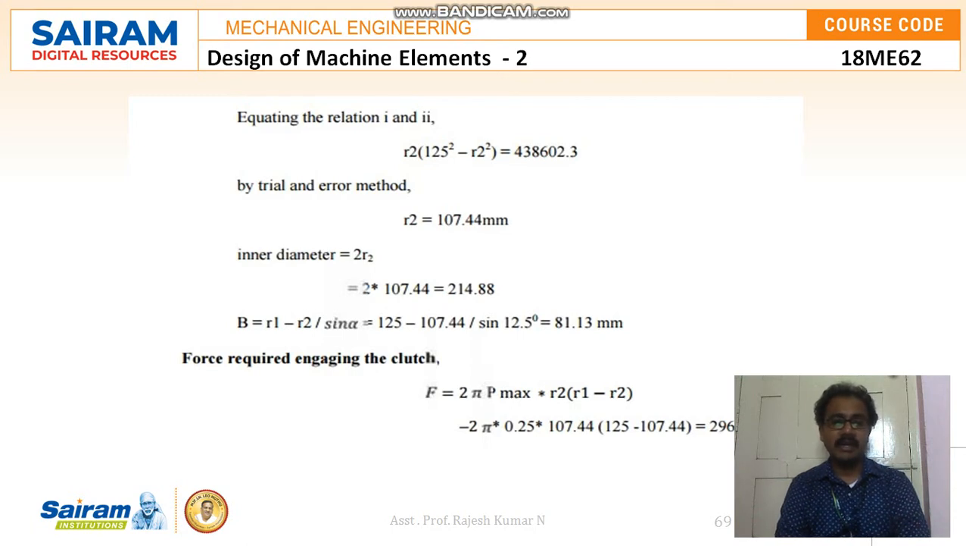So the B value I am getting is 81.13 mm. Next is the second thing, that is the force required to engage the clutch. The formula is F = 2π P_max R2 (R1 − R2). That is 2π into 0.25 into the radius value 107.44 into (125 − 107.44). If you substitute, we will get the force required to engage the clutch as 2964 Newton.